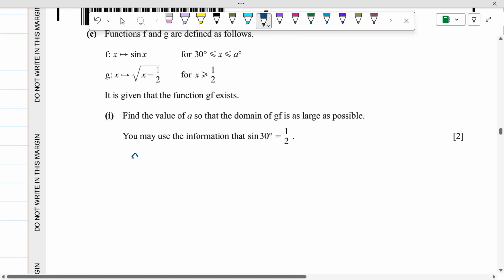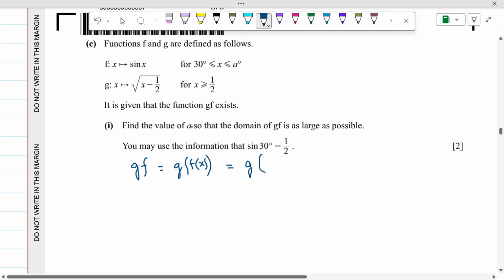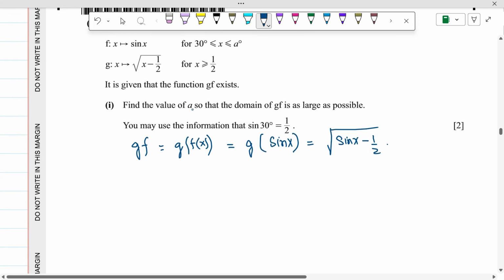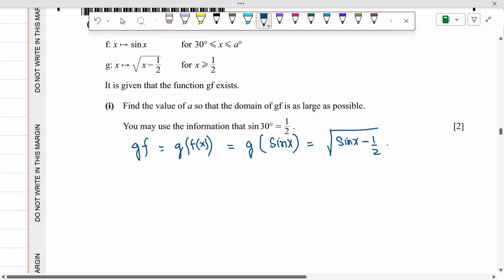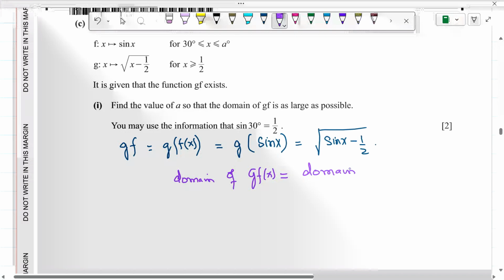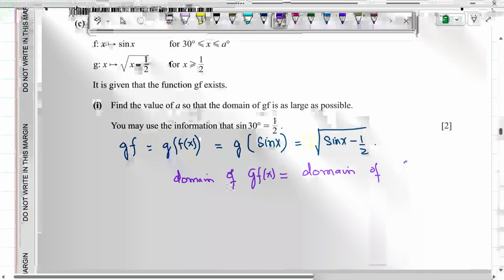Okay. First we find gf. gf is equal to g of f of x. g of f of x means sine of x, and when we plug sine of x into the function g, we will have the square root of sine of x minus half. Now we need to know for what value of a we will have the maximum possible domain of gf. First thing you should know is that the domain of gf(x) is equal to the domain of f(x).